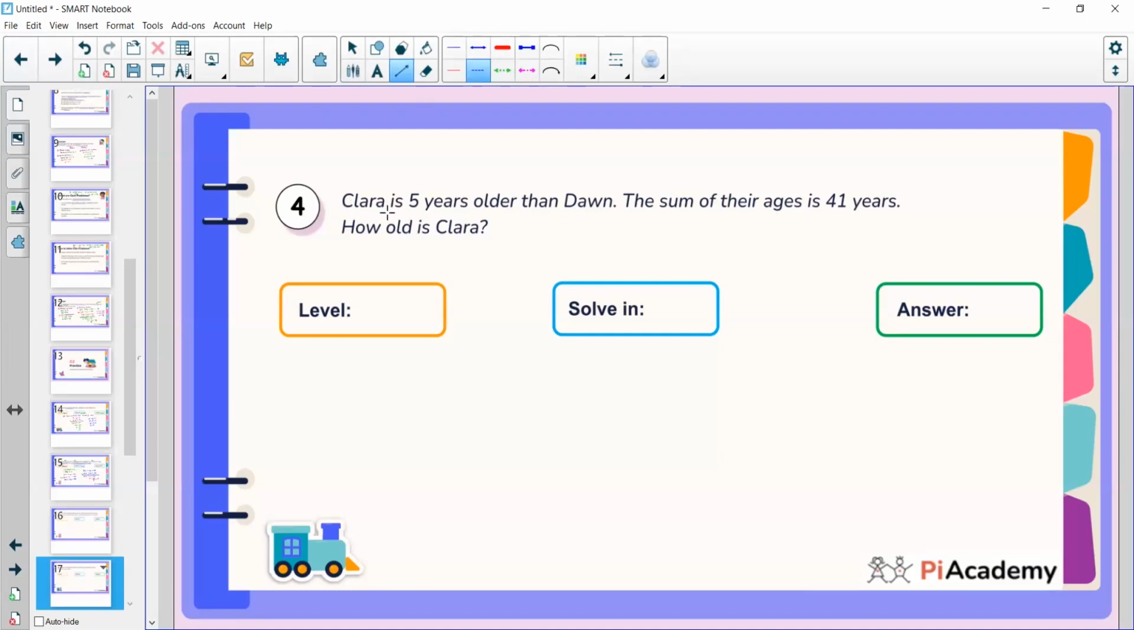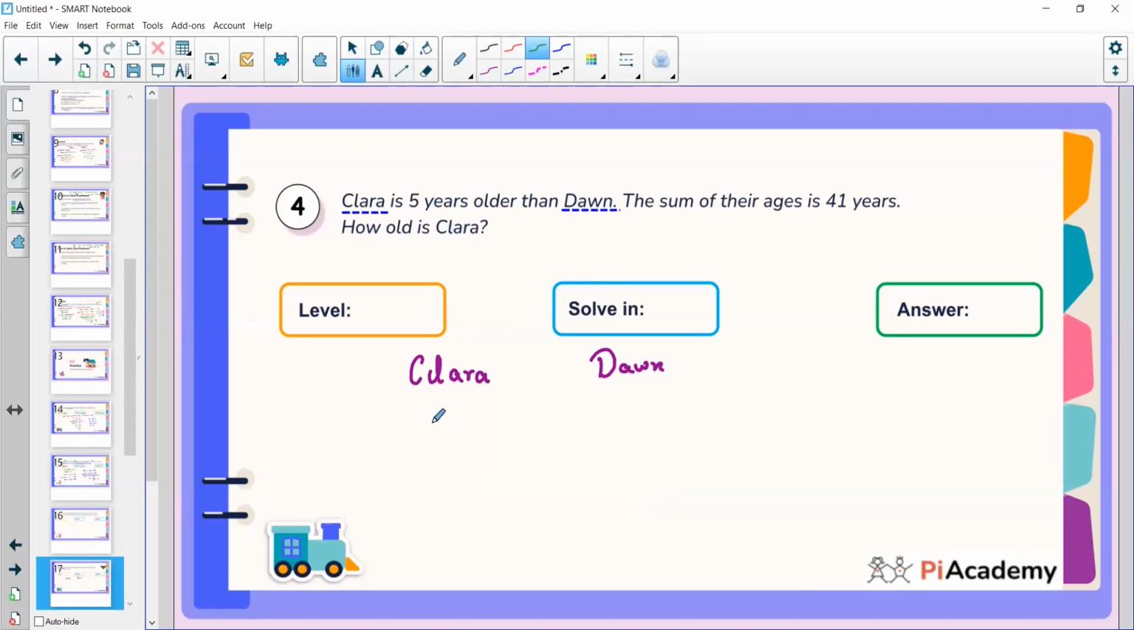Clara is 5 years older than Dawn. Okay, so here we got 2 people. One is Clara and one is Dawn. Okay, so is it necessary that if we got 2 people, the question must be a simultaneous equations problem? So it's not necessary that if we got 2 people, you must have 2 variables. Okay, so suppose, let's see over here. You got Clara's age as 5 years older than Dawn. Okay, so what if you are asked to work out how old is Clara?